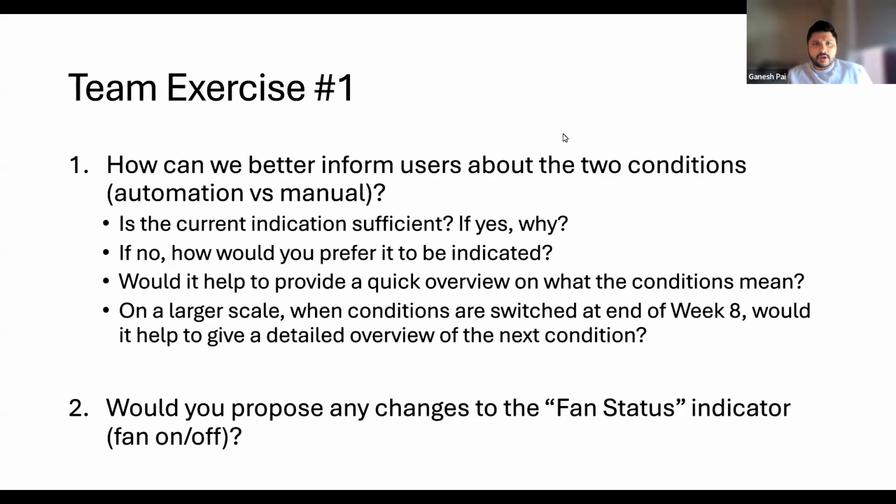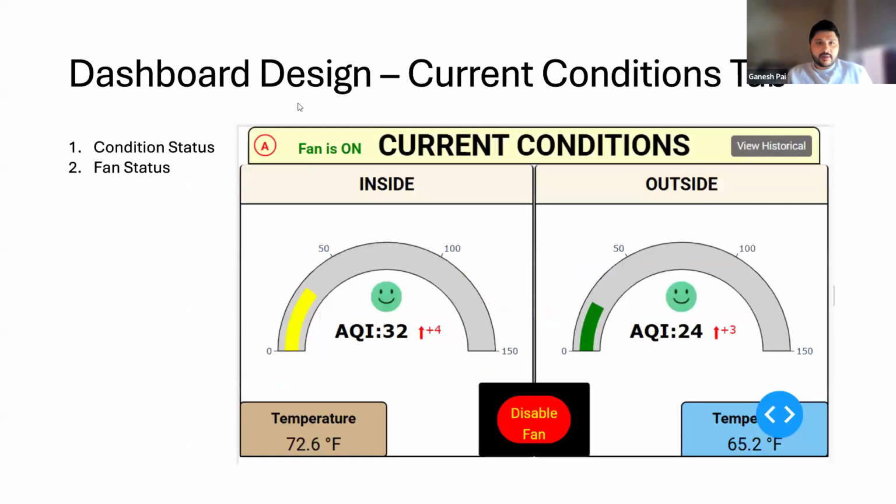Sure. As we were chatting, we have had folks with the interface for the past few weeks now. They have been experiencing the automated conditions. So the question I asked is if the indication in the top left corner that can be seen here, that little A in the red circle, indicates whether it is an automated or the manual condition. So the question was if that is sufficient enough to indicate the condition of the system, as well as you can see the fan is on there. That is also another question that we want to ask the team at the moment.